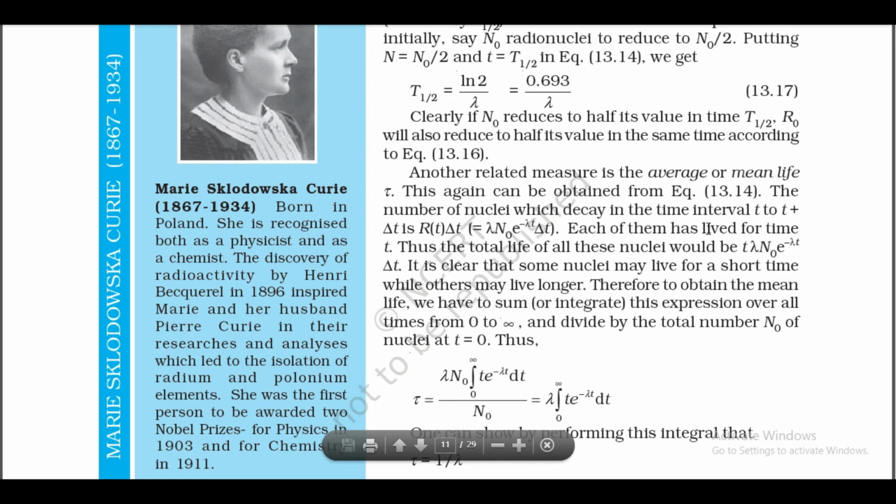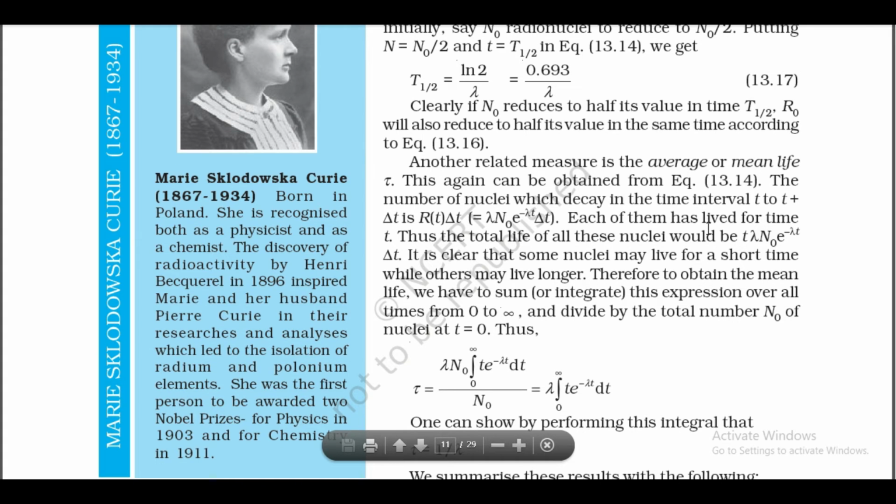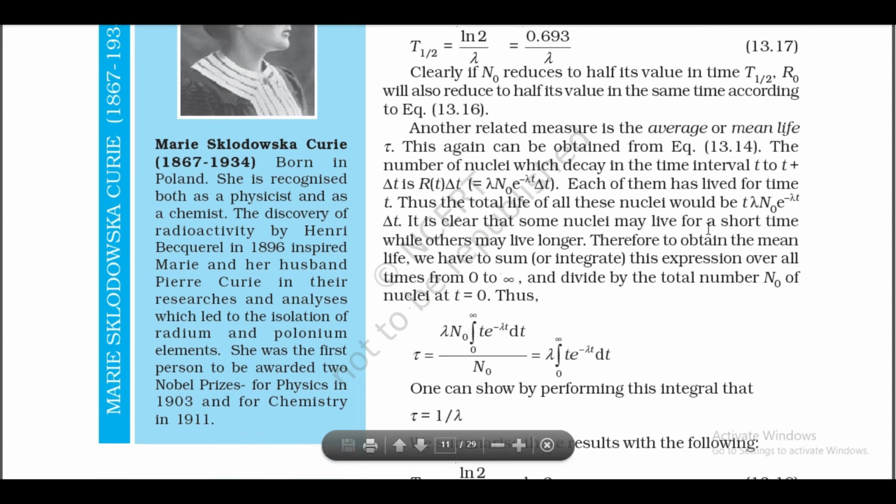/ lambda = 0.693 / lambda. Clearly, if N0 reduces to half its value in time T_1/2, R0 will also reduce to half its value in the same time according to equation 13.16. Another related measure is the average or mean life tau. This again can be obtained from equation 13.14.